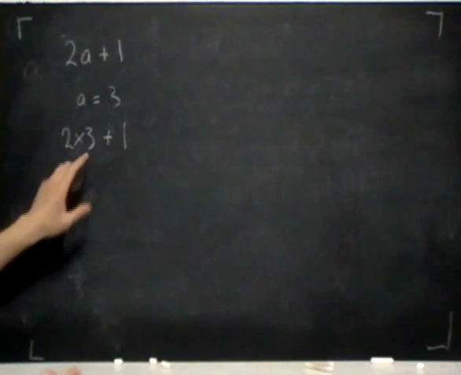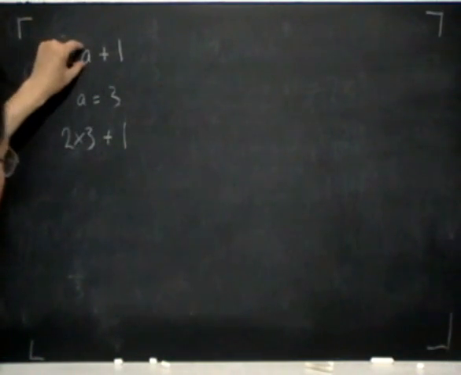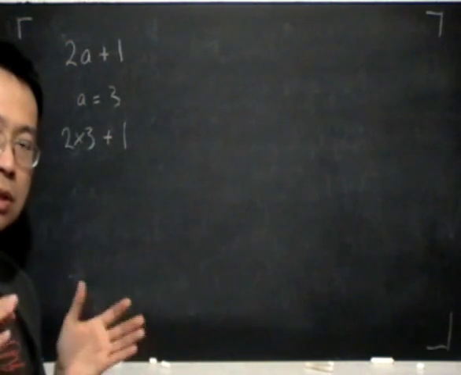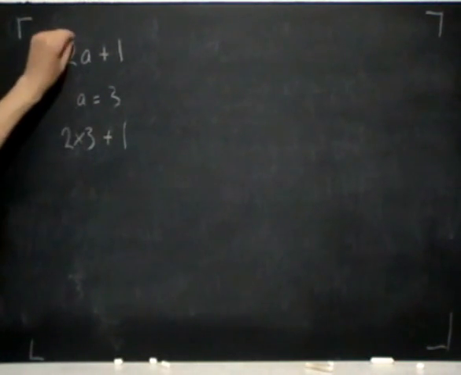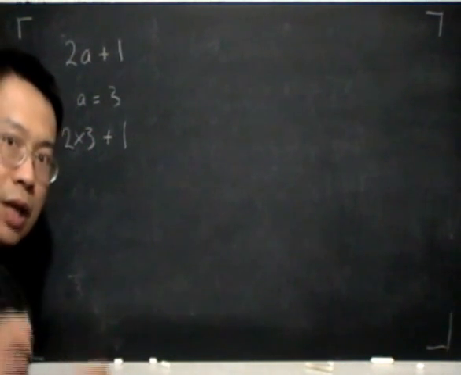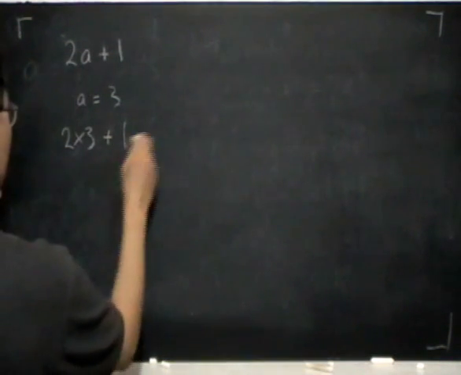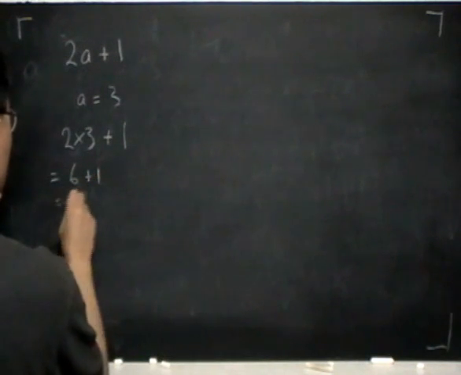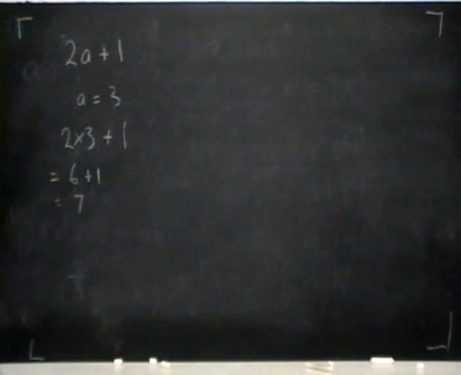Right, and this step where we replace the a by the 3 is called substitution. So once we have substituted 3 into the a, we can now calculate this expression. 2 times 3 is 6, plus 1, 6 plus 1 is 7. So now we have our answer.